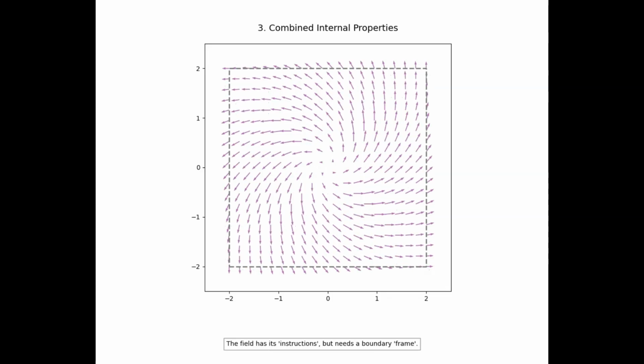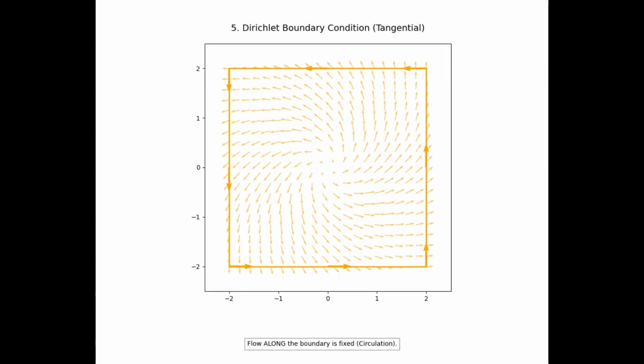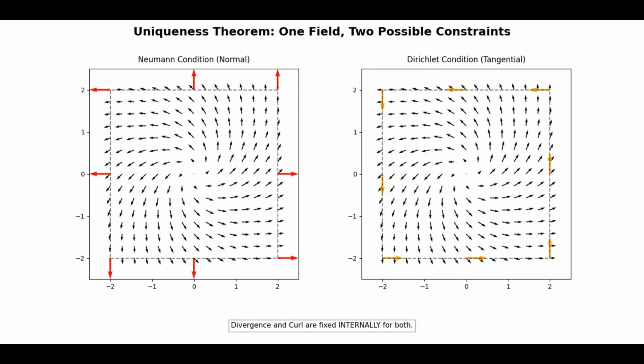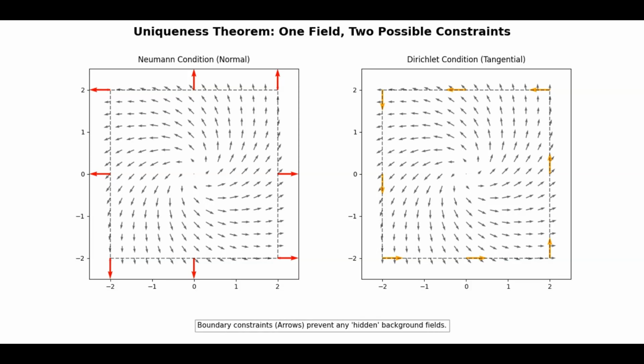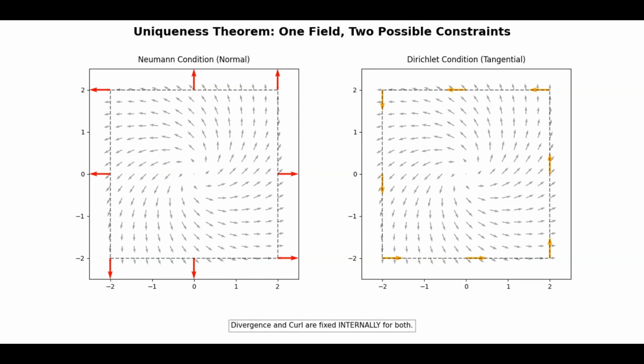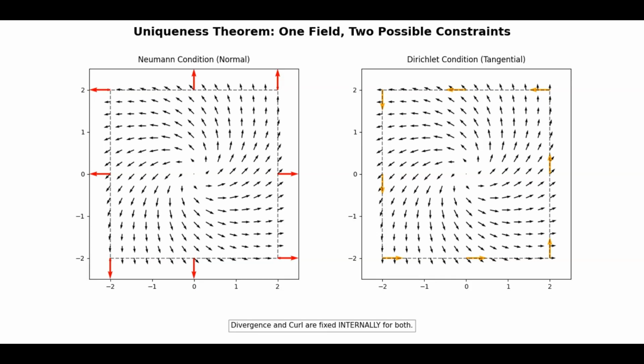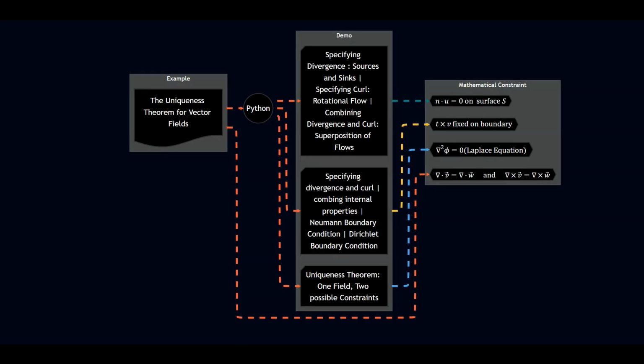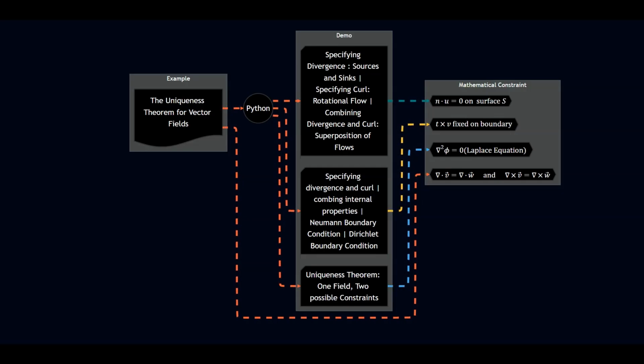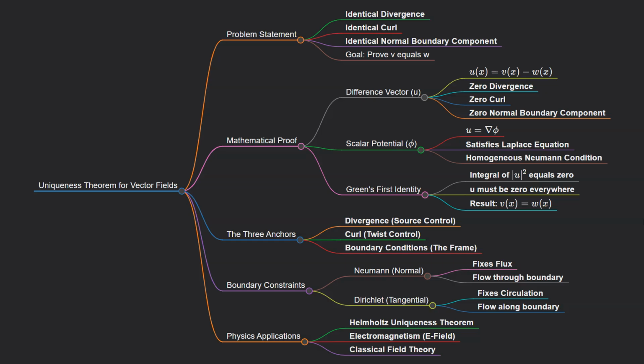The narrative of the solution. To prove that these 3 anchors are enough, we use a clever logic. Imagine 2 different fields, let's call them field A and field B, that both claim to have the exact same sources, the same swirls, and the same flow at the boundaries. If we look at the difference between these 2 fields, we find something remarkable. This difference field has no sources of its own, no swirl at all, and no flow moving through the boundary.